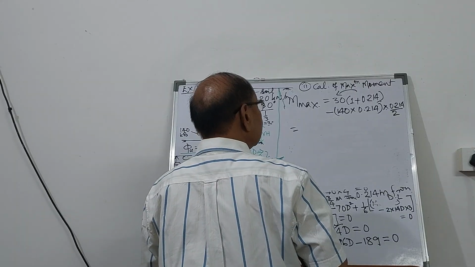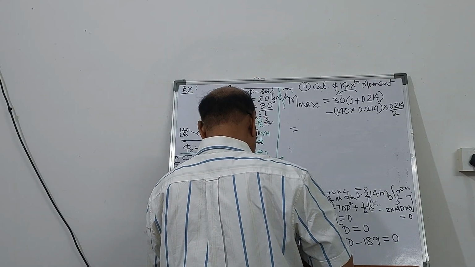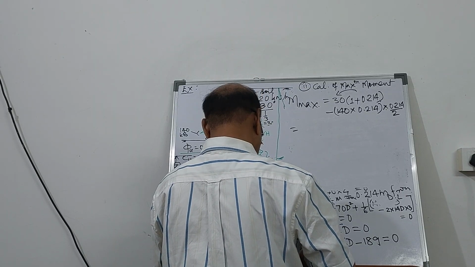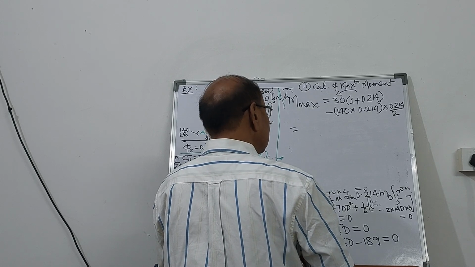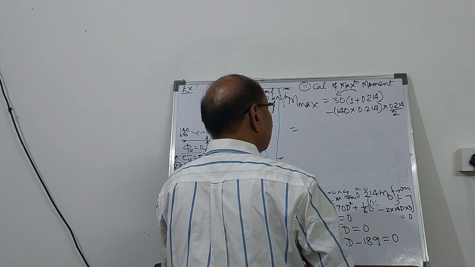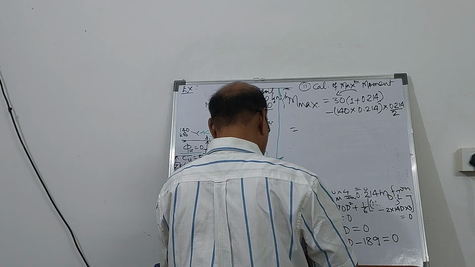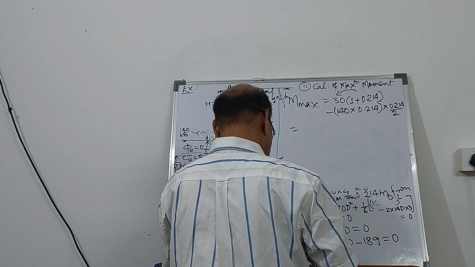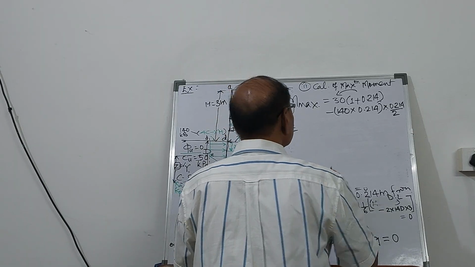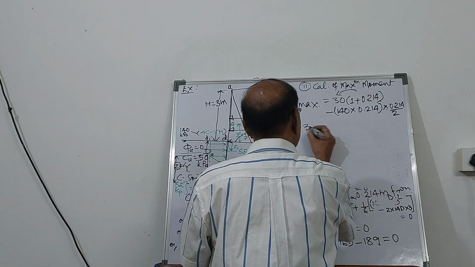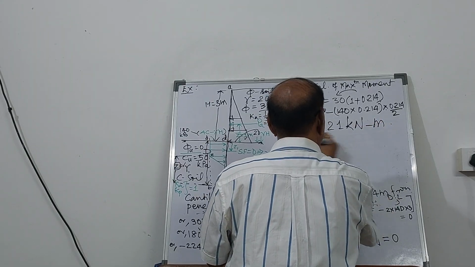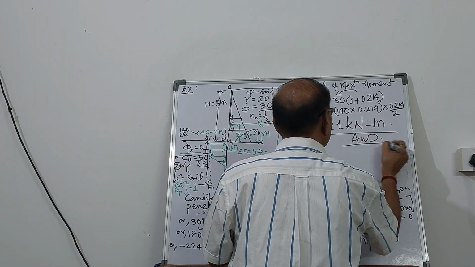So if we calculate 30 multiplied by 1.214 minus 140 multiplied by 0.214 squared divided by 2, the value is 33.21. So 33.21 kilonewton meter. This is the magnitude. This is the answer of your part 2.